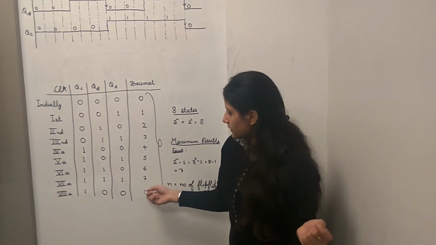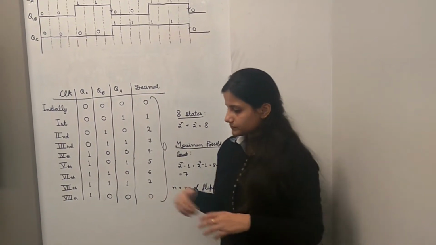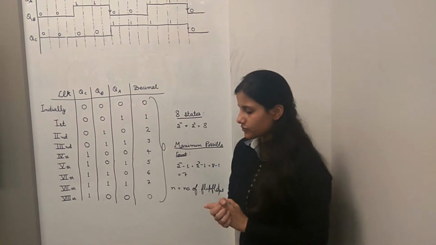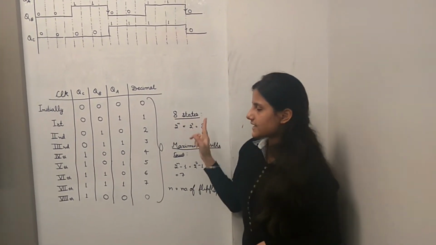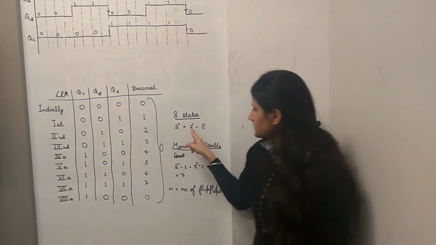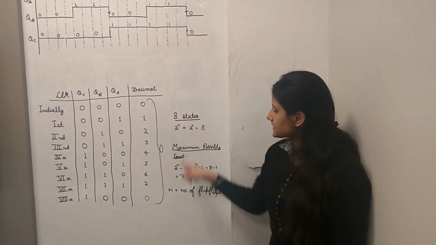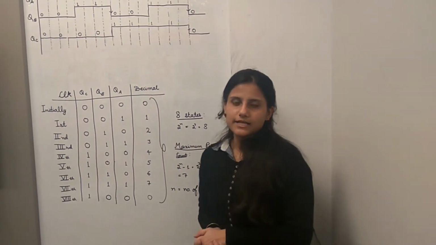It goes again to 0, and if this happens we just pass the clock pulse before 0. Here we can see the maximum number of states is 8. So 2 raised to the power n, which is 2 raised to the power 3, equals 8, where n is the number of flip-flops. In this way you can get the maximum number of states.